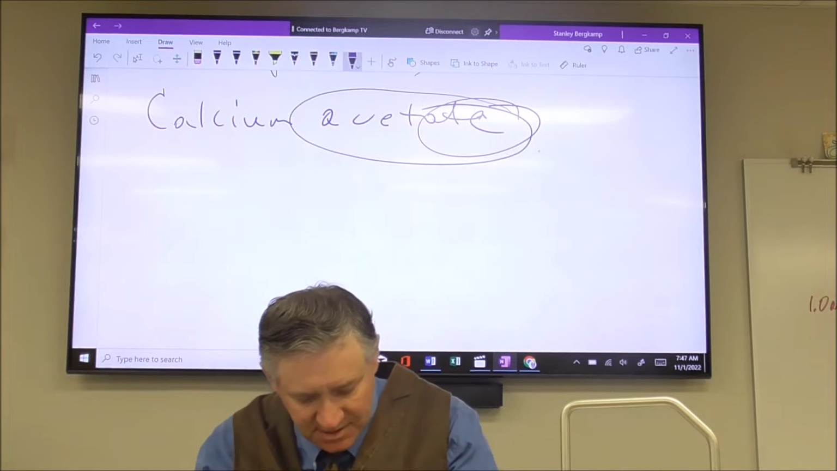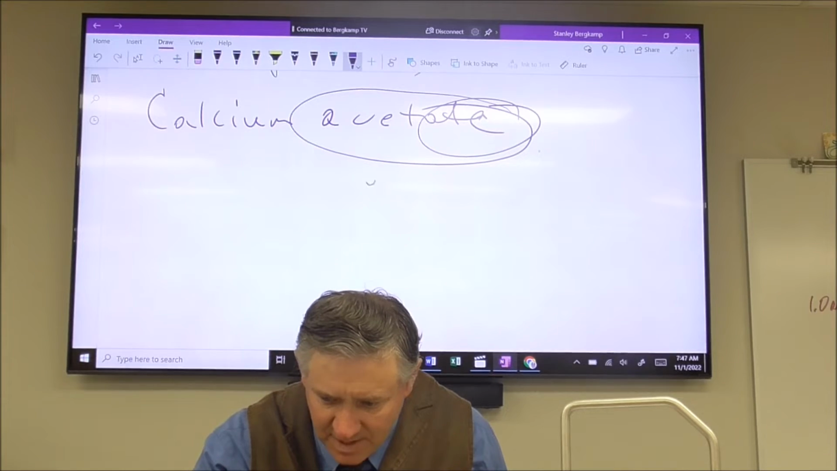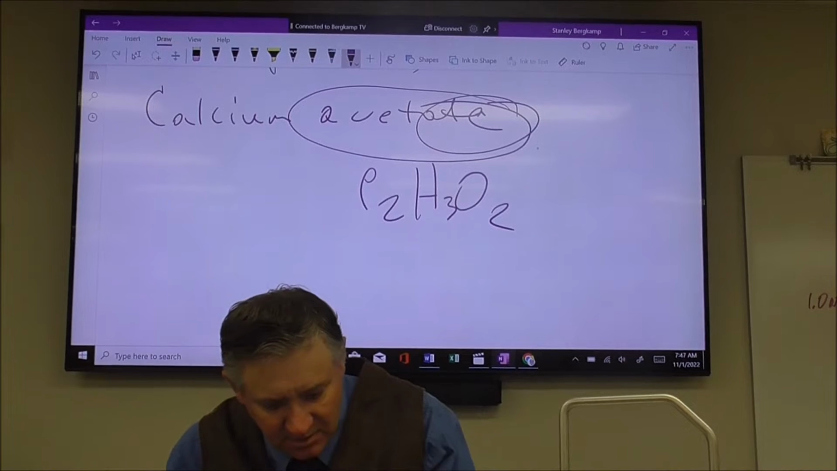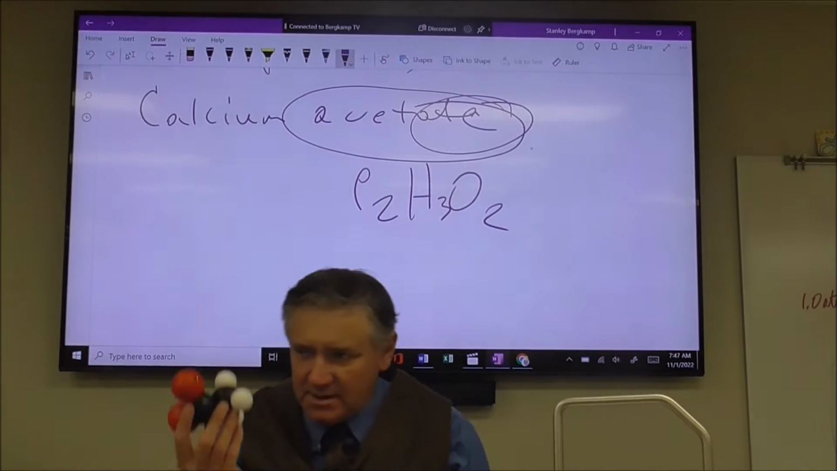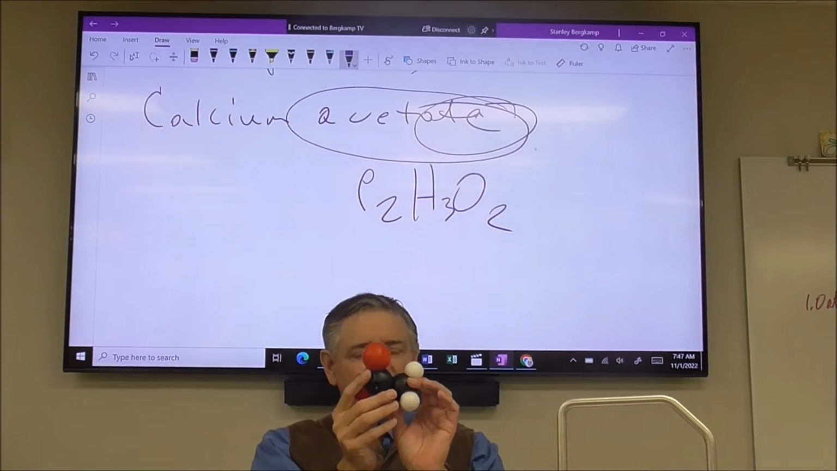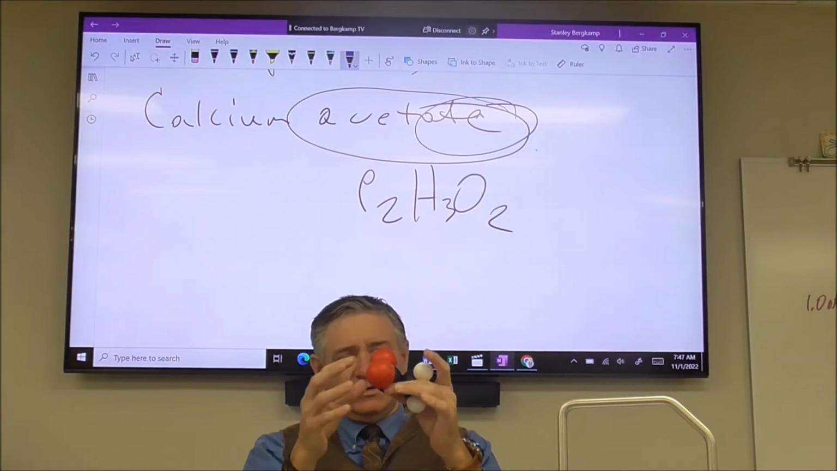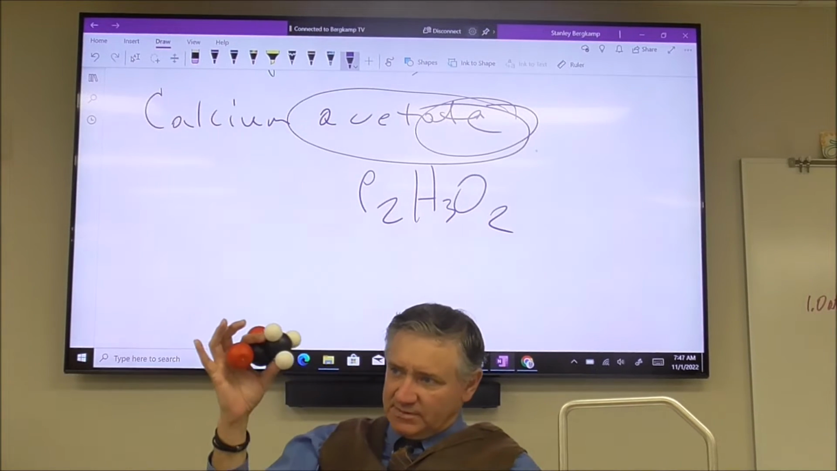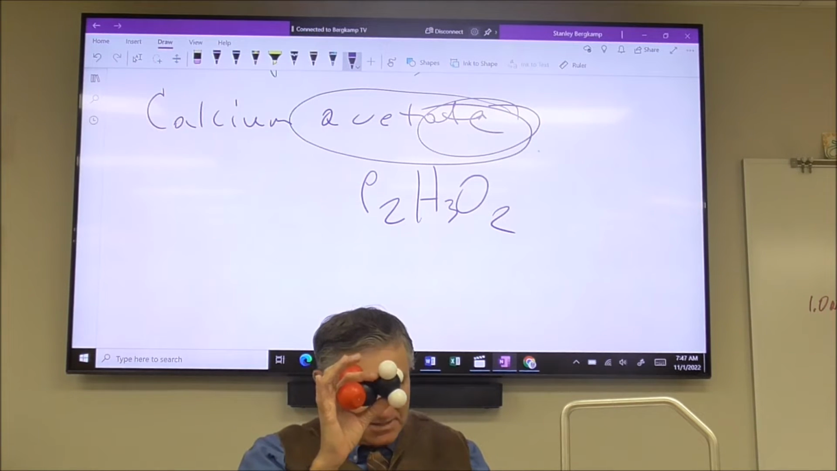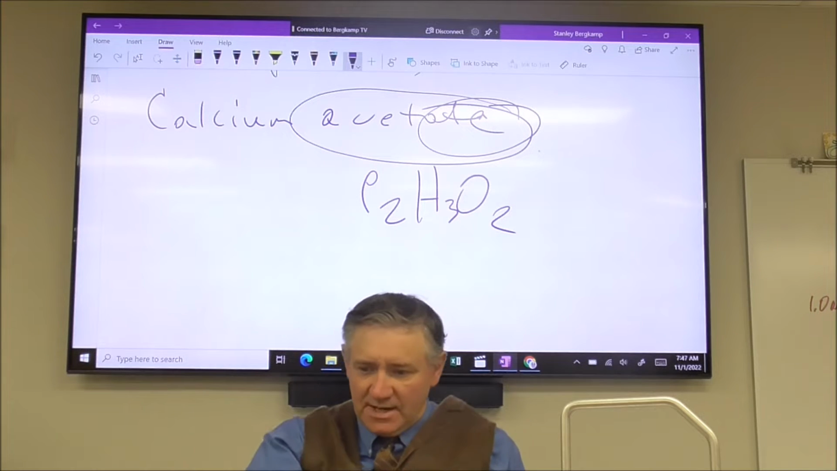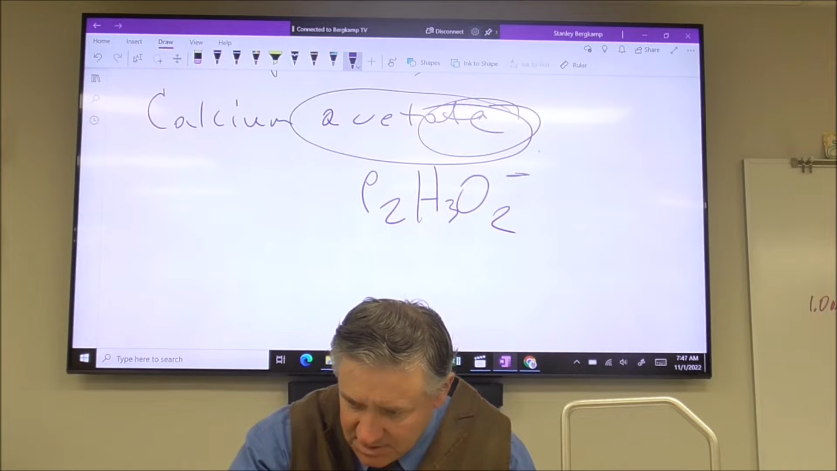So if you look at acetate, your formula for acetate is C2H3O2. So this is what an acetate anion looks like. It's got 2 carbons, 2 oxygens, and 3 hydrogens. If you were to actually look at the structure, this is what acetate would look like. Now, what's happening is that acetate has a charge of 1-.